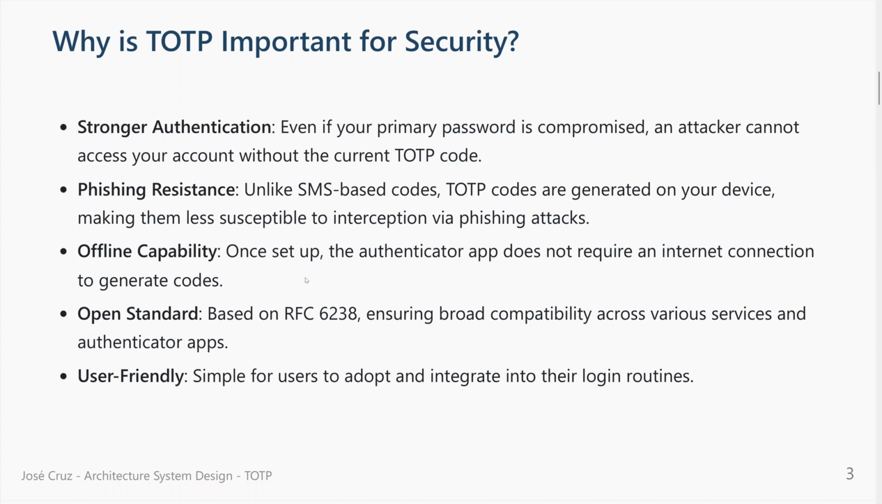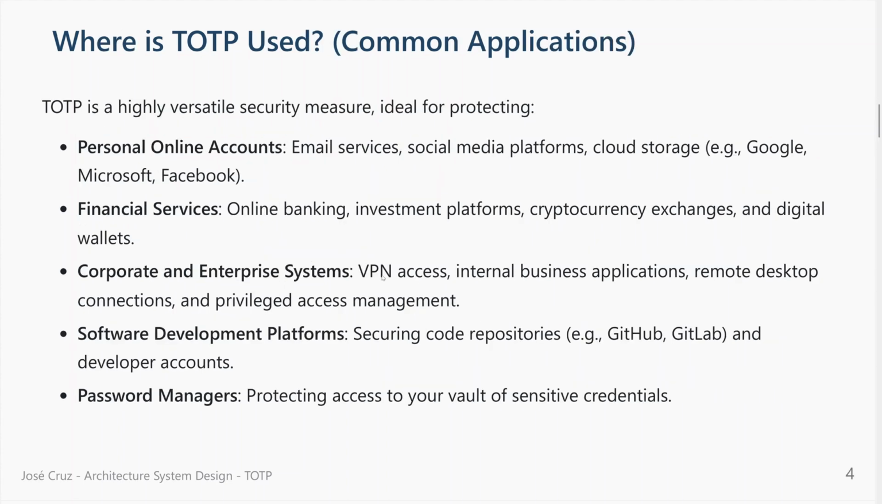So you have a stronger authentication because it's two types of authentication at the same time. It's resistant to phishing, and it follows an open standard. It's user-friendly. Everyone understands the number and how to write it in a server. Okay, where is it used? Usually where you have sensitive information that you want to make sure is really difficult to access, like banking accounts, financial services, corporate and enterprise systems, and so on, GitHub, where the projects reside, and things like that. That's where you want to use this.